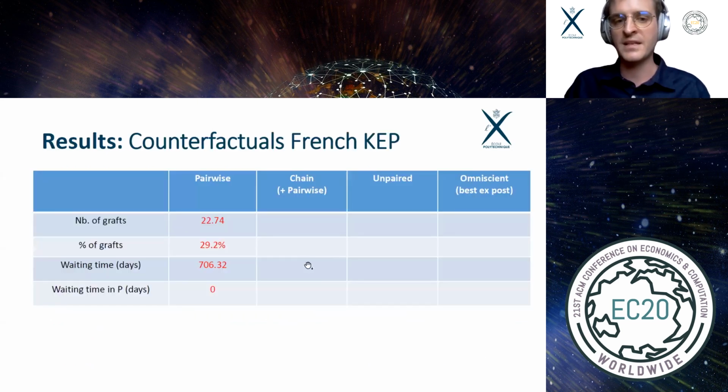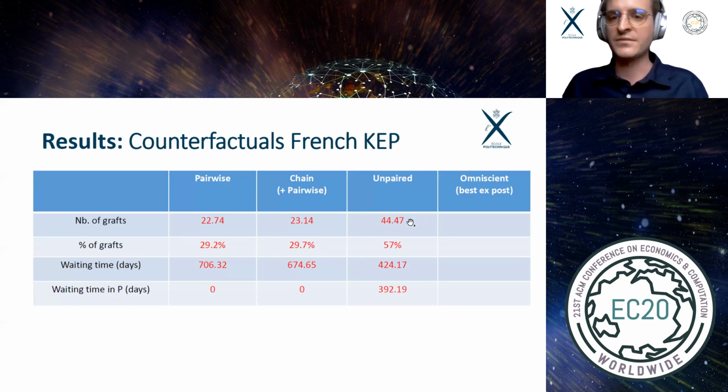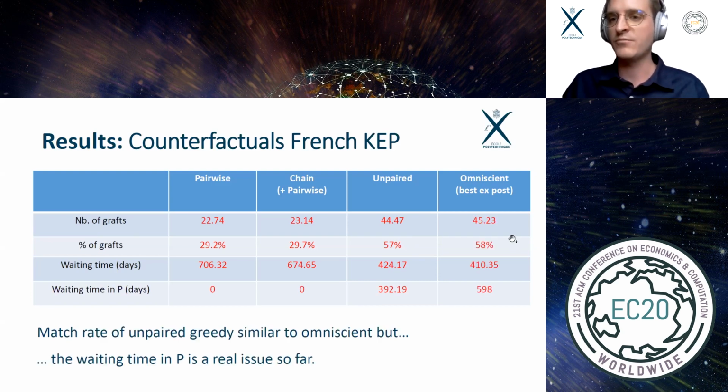So on these 78 pairs, these are the results. If you use pairwise, you only match 22 of them, and the average waiting time is basically 700 days. If you introduce a chain in addition, then the number of grafts increases to 23, and the waiting time decreases a little bit. If you use unpaired, then you graft 44 of these patients, and the waiting time decreases to 400 days. And if you find the best possible match ex post that you could have done to minimize the waiting time, which we call omniscient, you match only 45 patients, and it's very close to unpaired in terms of waiting time, which is consistent with our theoretical results.